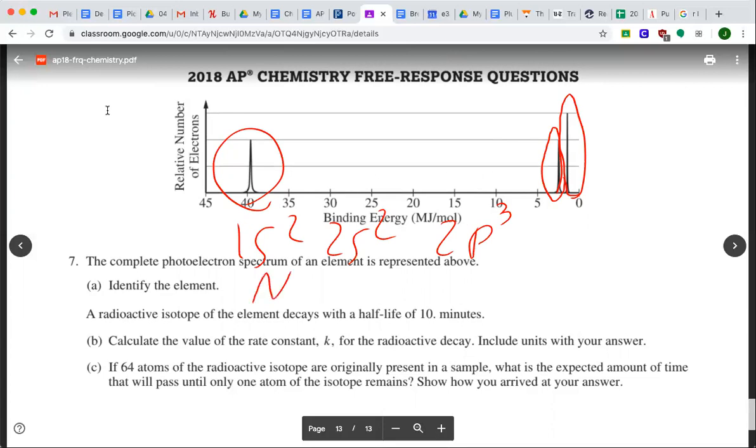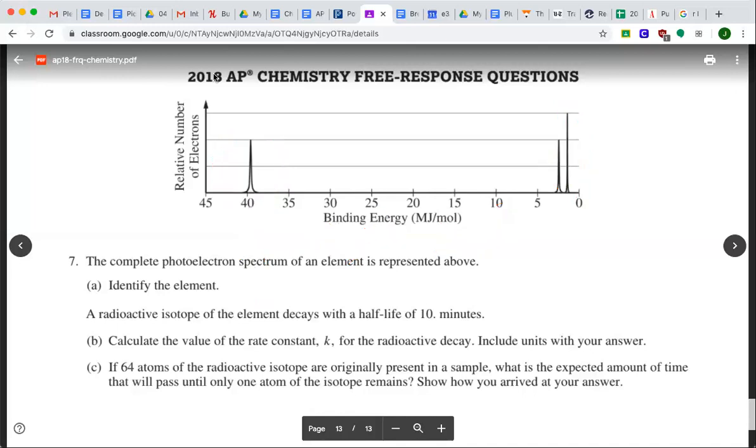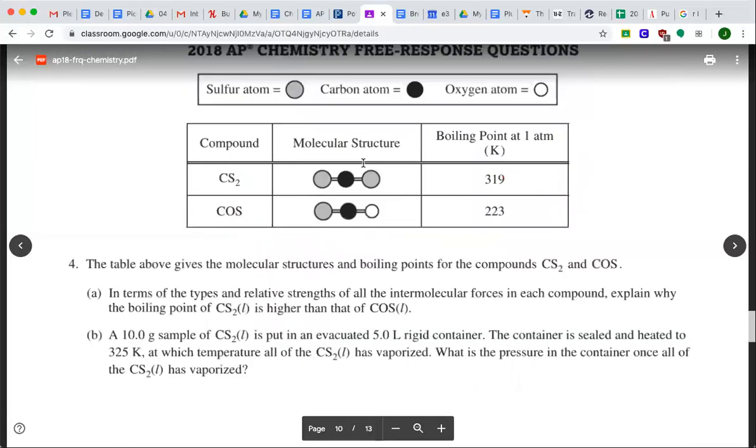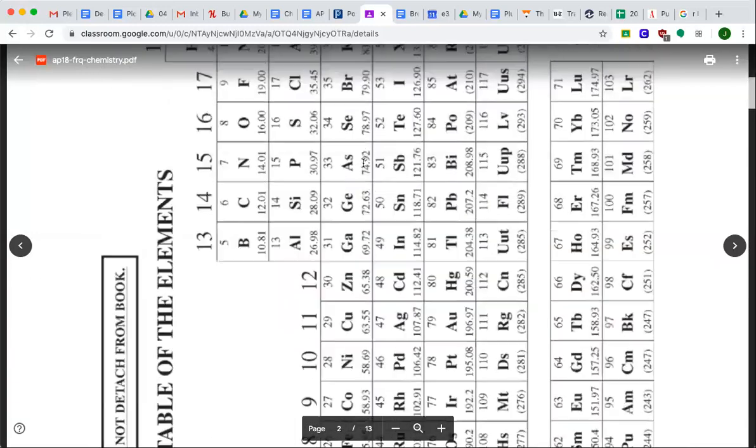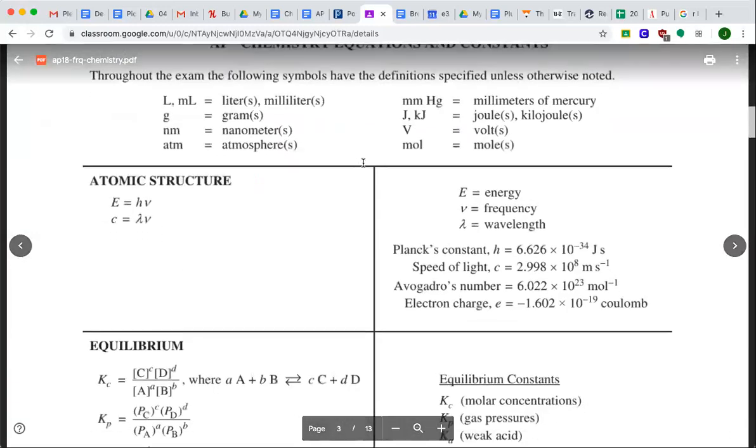And a radioactive isotope decays with a half-life of 10 minutes. Calculate the rate constant for the radioactive decay. Include units with your answer. Okay, so I remember us doing all of this. Darn, I can't remember. I remember we had an equation for this, but I wonder if this is included in our equation sheet. So I remember these problems not being so bad.